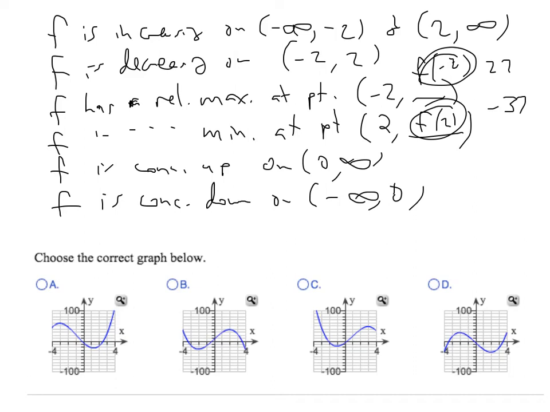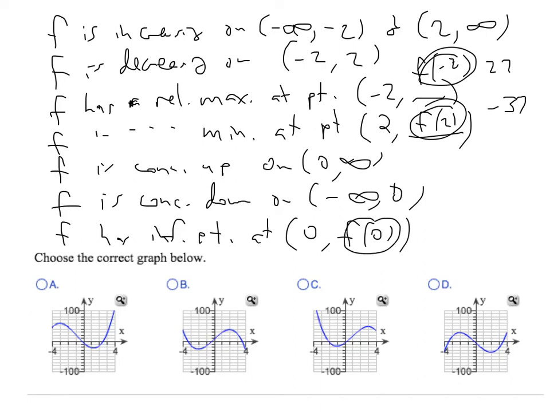Therefore, at x equals 0, we can see that the concavity has changed, and so f has an inflection point at the coordinate 0, whatever f of 0 is. So I got to plug 0 back into the original formula. F of 0, I've lost track of my f altogether here. Oh yeah, so f of 0 is just negative 5. So x-coordinate 0, y-coordinate negative 5 is going to be a point on the graph.